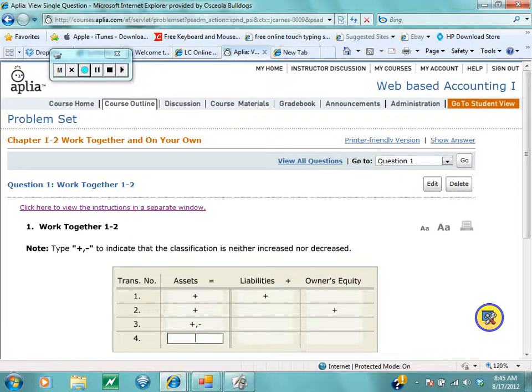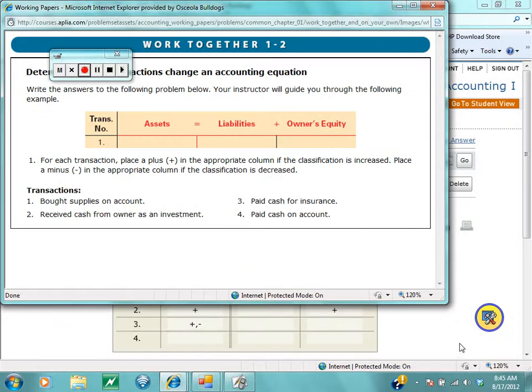Okay, transaction number 4. It says paid cash on account. So in other words, here you're paying cash, which is an asset, and you're paying down your bill. If you pay cash, it's not increasing. When you receive cash, it increases. When you pay cash, it decreases. But it's an asset account, so it decreases with a credit, which is a negative, a minus sign. On account is a liability. Well, if I have a minus here, then on the opposite side, I must have a minus sign. So my liability amount went down.